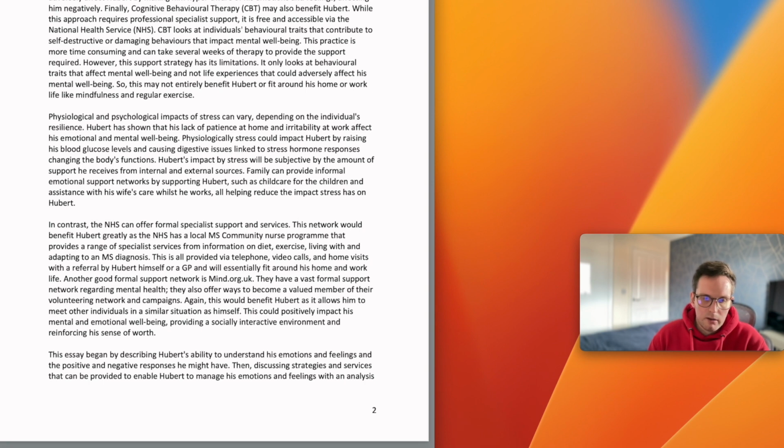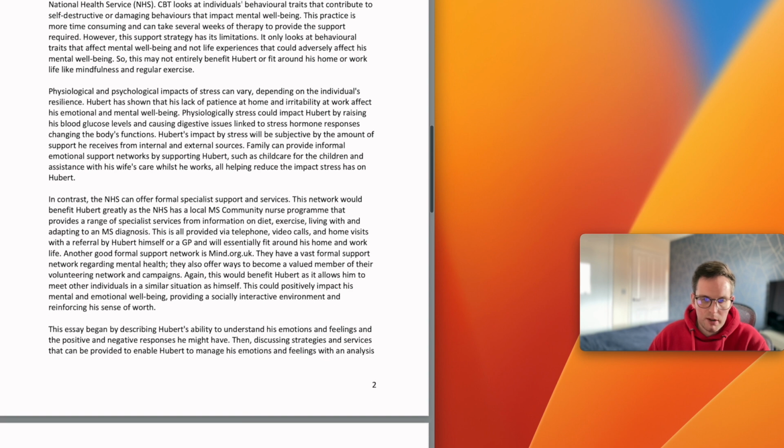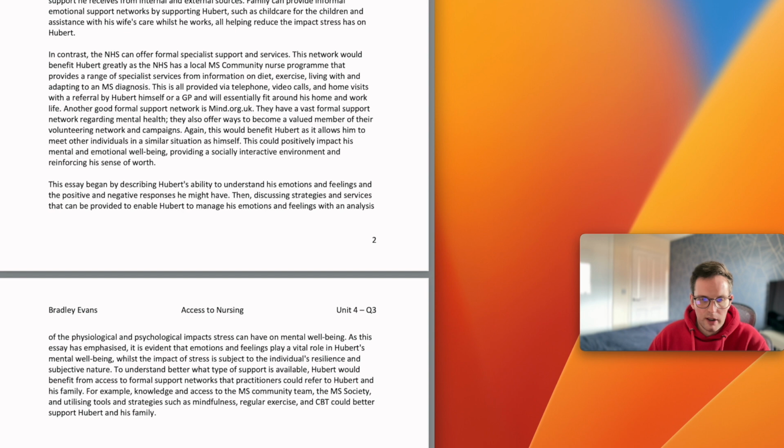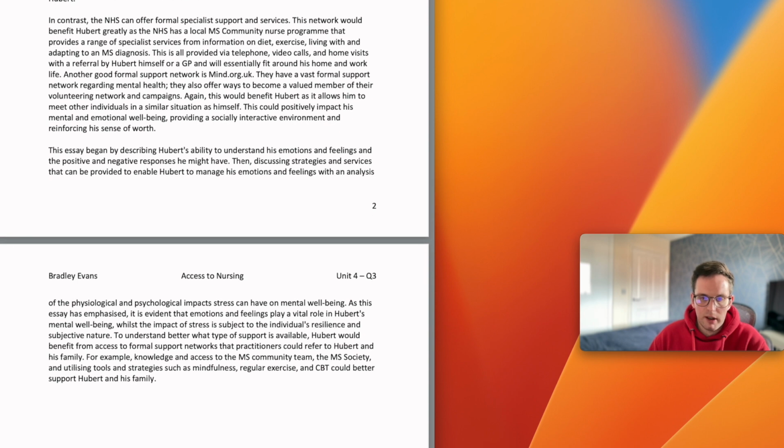This essay began by describing Hubert's ability to understand his emotions and feelings and the positive and negative responses he might have. Then discussing strategies and services that can be provided to enable Hubert to manage his emotions and feelings with an analysis of the physiological and psychological impact stress can have on mental well-being. As this essay has emphasised, it's evident that emotions and feelings play a vital role in Hubert's mental well-being, whilst the impact of stress is subject to the individual's resilience and subjective nature.